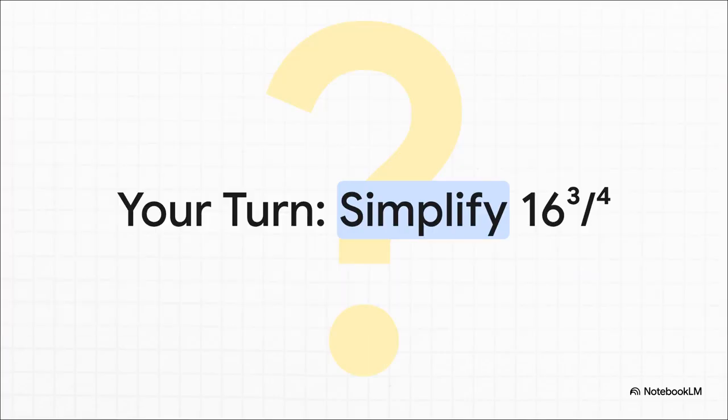It's your turn again. Use that same exact two-step process. Root first, then power. I want you to simplify 16 to the 3/4 power. Go ahead and pause and work it out. All right, did you get it? The fourth root of 16 is 2, and 2 cubed is 8. Yes, excellent work. See, you are really getting the hang of this.